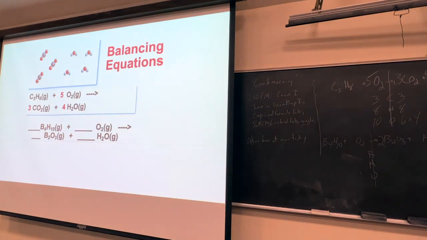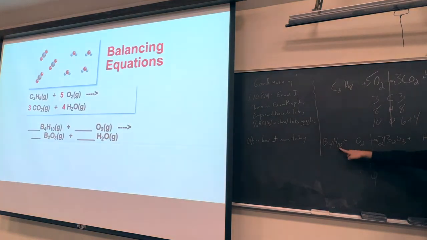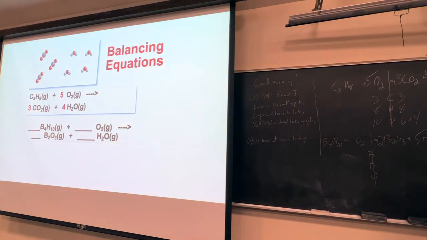Yeah, 2 is the number because then the borons cancel or they're good to go. Okay, 10 hydrogens. Water has 2 hydrogens, so you're going to want to put a 5 right there. Okay, and now the last thing to do is oxygen. So 2 × 3, 6, plus 5 × 1. I right now have 11 oxygens, all right?